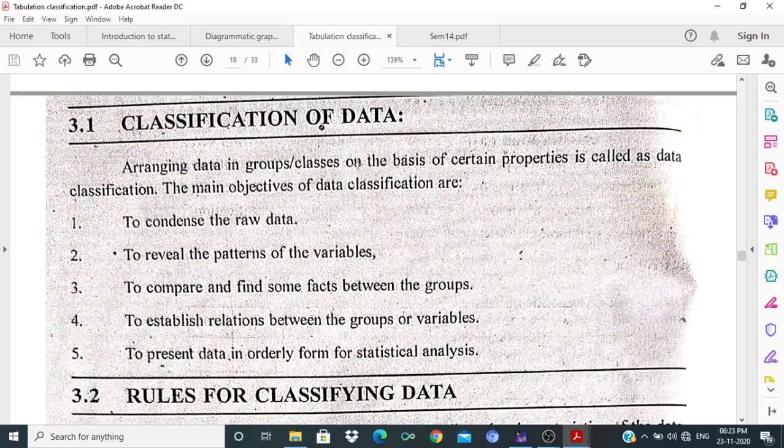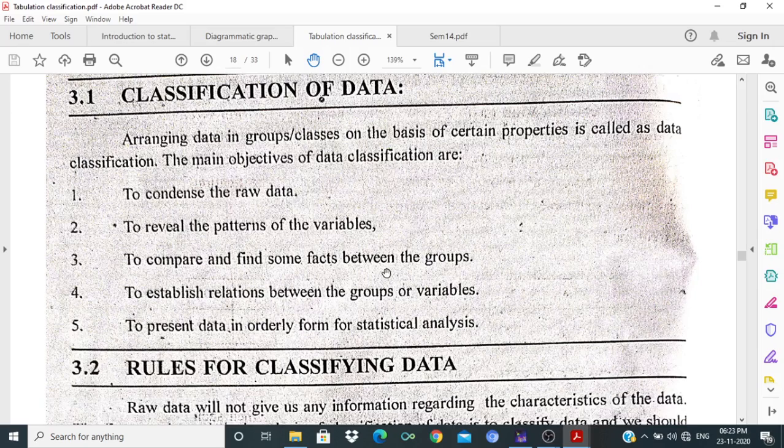Why is classification needed? Arranging the data groups or classes on the basis of certain properties is called data classification. It condenses the raw data, reveals the patterns of the variable, compares and finds some facts between the groups, and establishes relationships between the groups or variables to present data in orderly form for statistical analysis.